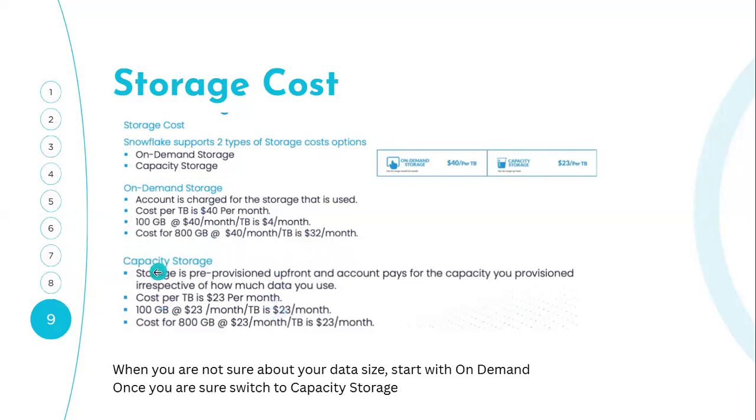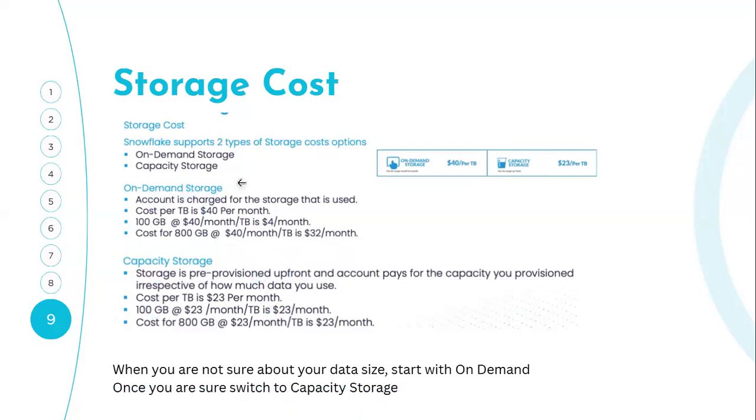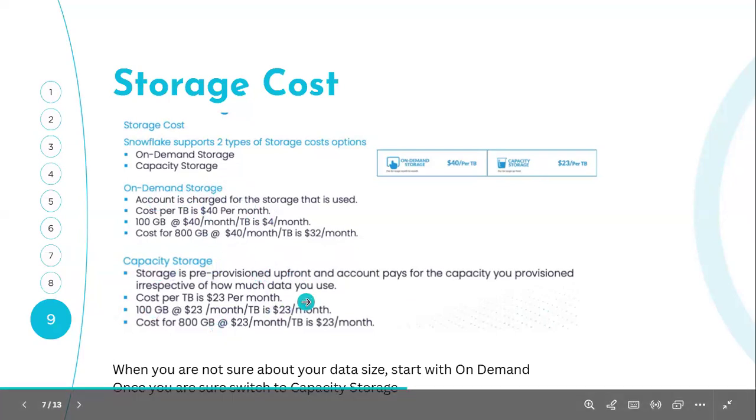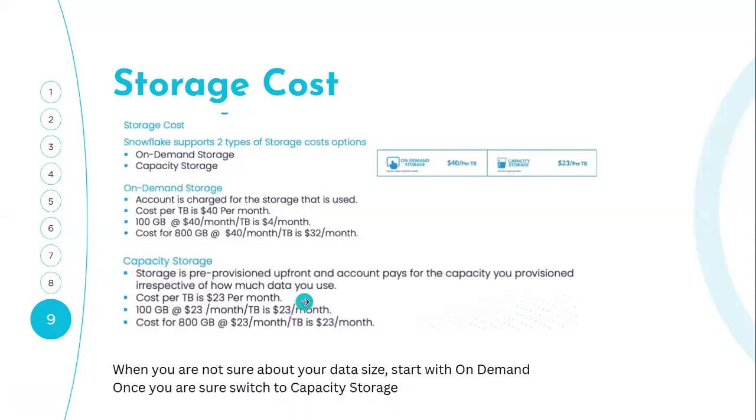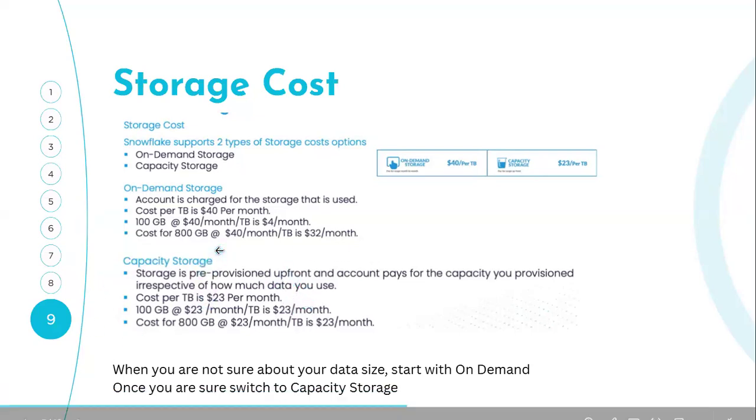For capacity storage, you need to contact the Snowflake team. If I know my data is fixed, then I go with capacity storage. Here you are going to pay very little compared to on-demand storage. So when do we use on-demand storage and when capacity storage? If you know your data will be 1 TB or 2 TB, go with capacity storage. When you don't know how much data you are going to store and don't have any idea, you need to go with on-demand storage.